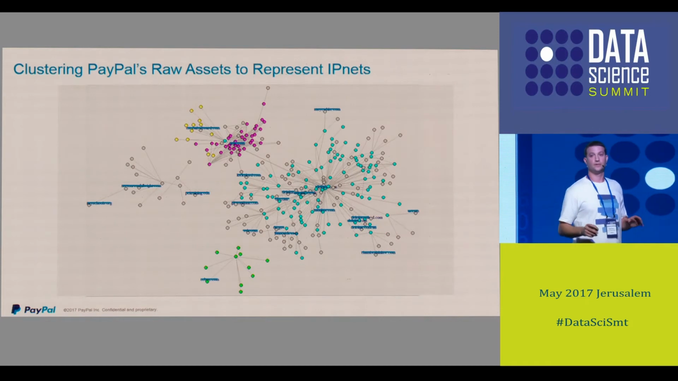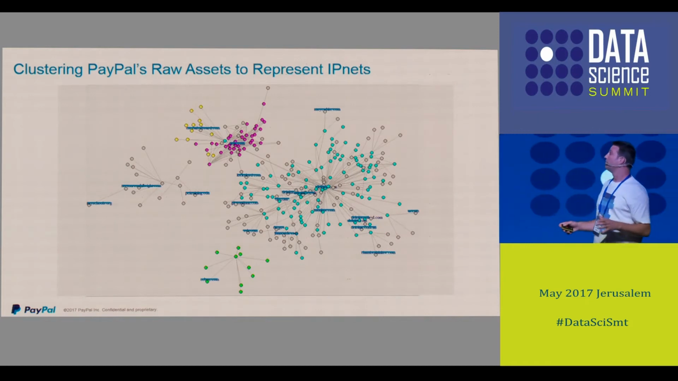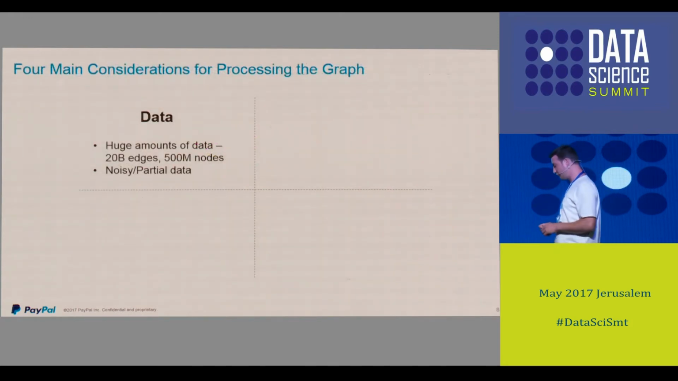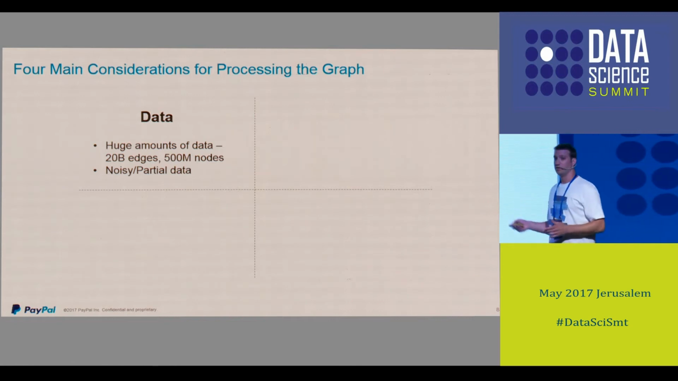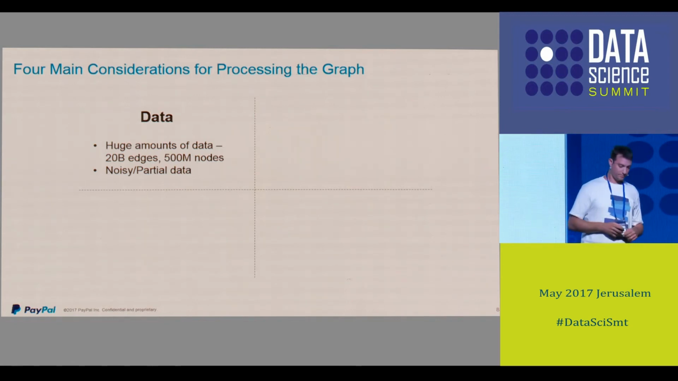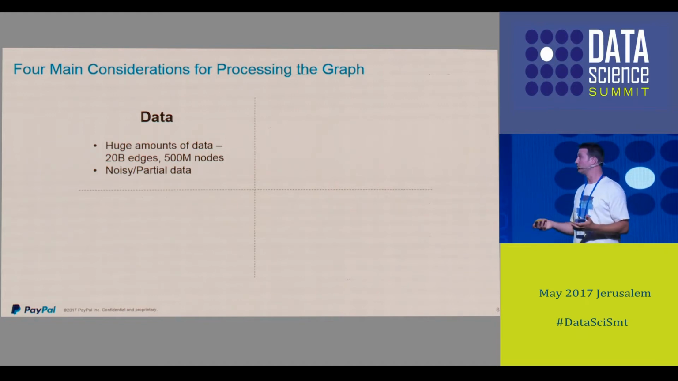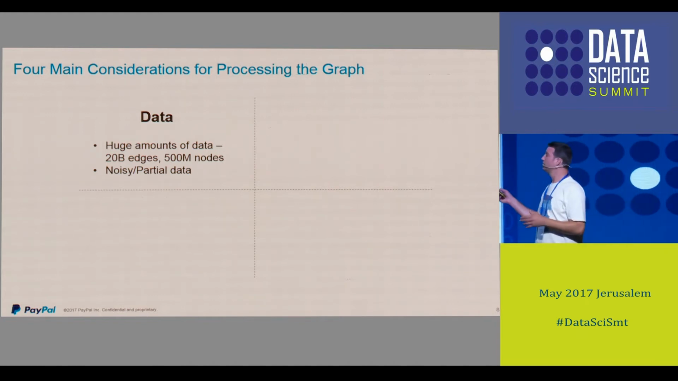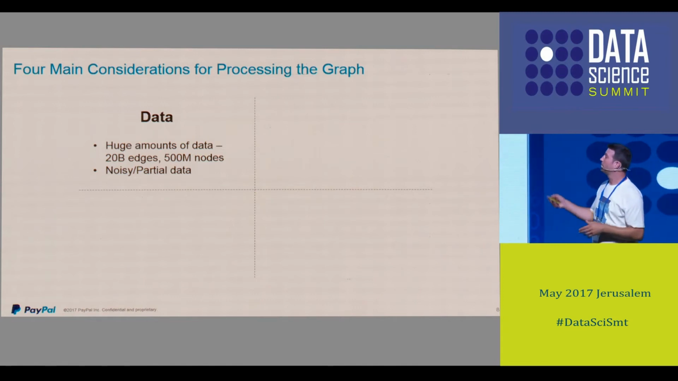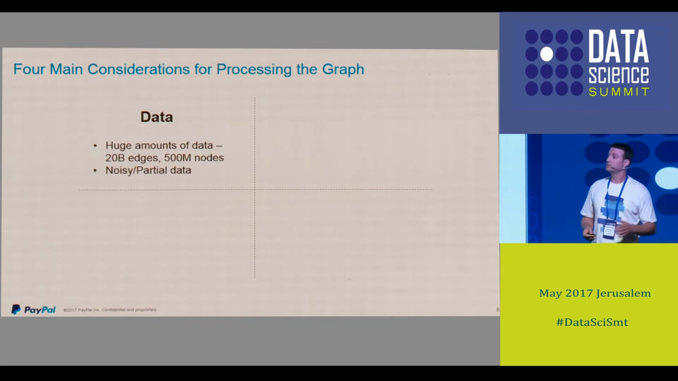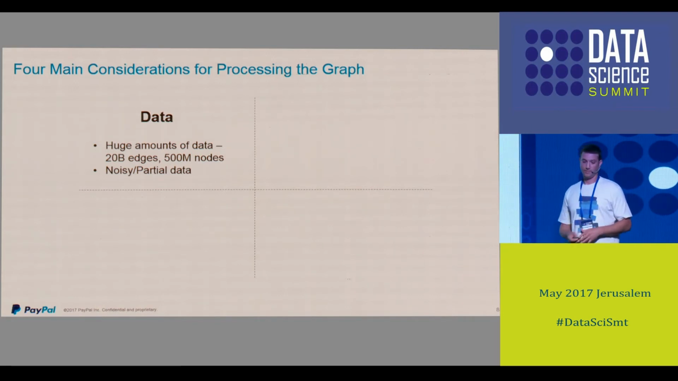So let's take a step back for a minute and talk about the main challenges we had to consider when we built this solution. So first, the data itself. In PayPal, we have huge amounts of data, and that dictates both the technologies and the algorithms that we can use. In this example, we had a graph with about 500 million nodes and more than 20 billion edges. But in other solutions, we have much bigger graphs, and also in this solution, we expect to grow much bigger.